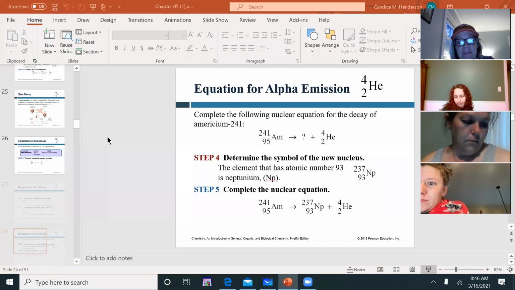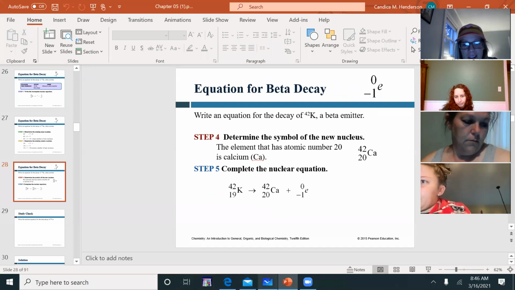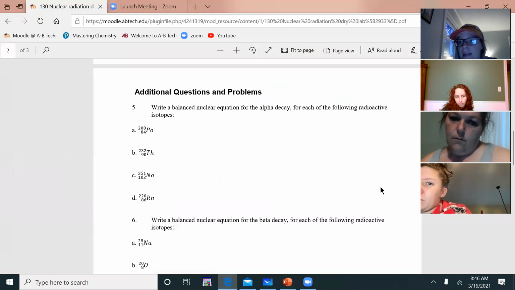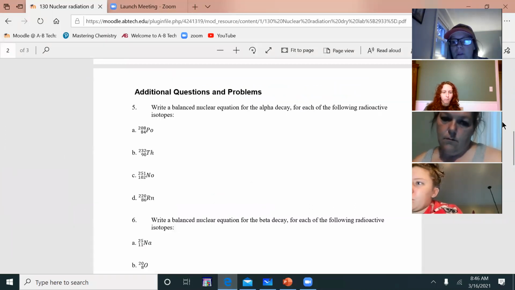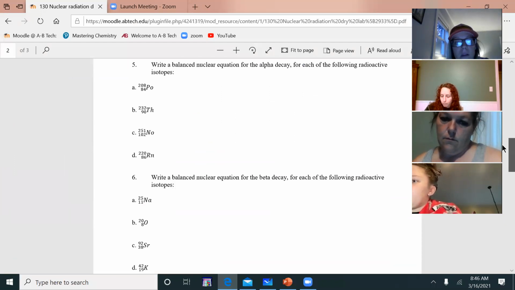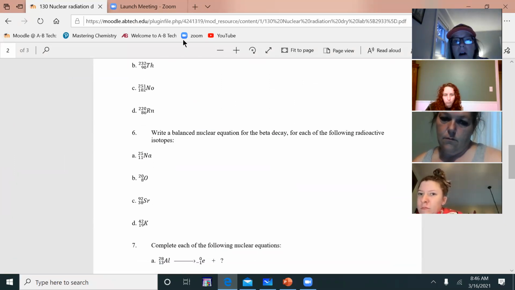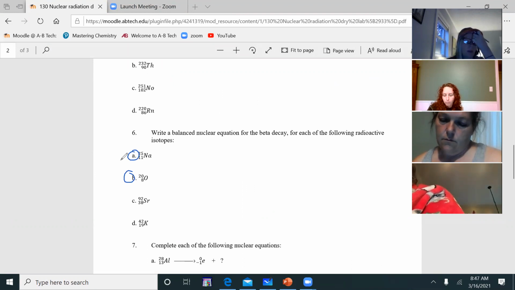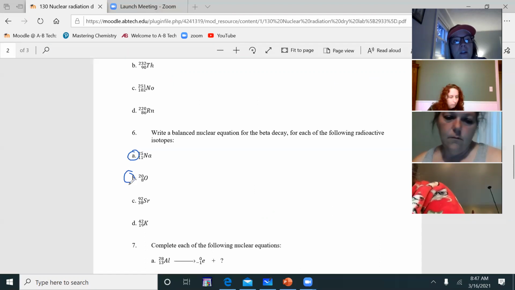So just to really stick it in that brain of yours, let's do a couple beta decays. We'll do 2 of them. So here are a series of things that are undergoing beta decay. I just want you to do A and B. Again, I'll give you 2 minutes. If you're super fast, you can get through all of them.